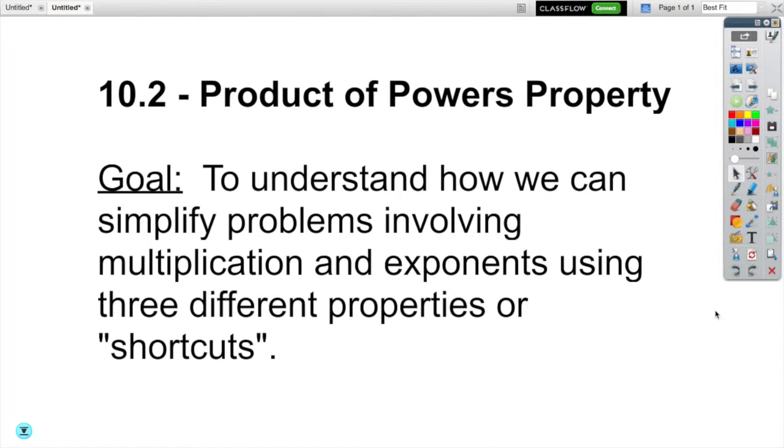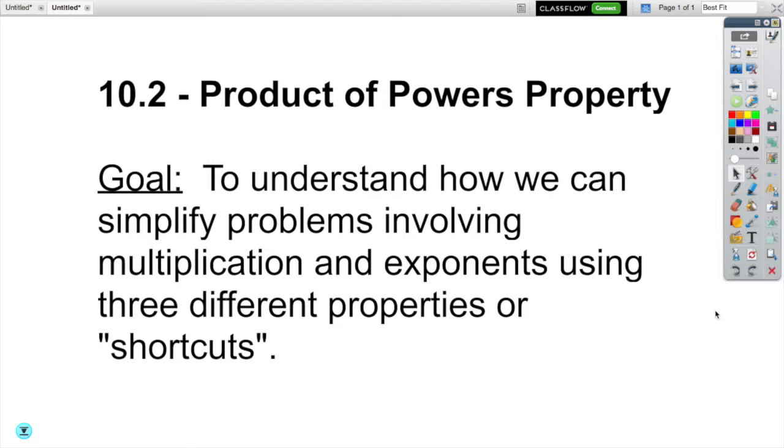Hi everybody. Today we're going to be talking about lesson 10.2, product of powers property. And our job today is to understand how we can simplify problems that specifically involve a lot of multiplication and exponents. Now, unlike what the title says, we're actually going to be learning three different properties, and in some cases we'll even be calling them shortcuts, and you'll see why in a minute.